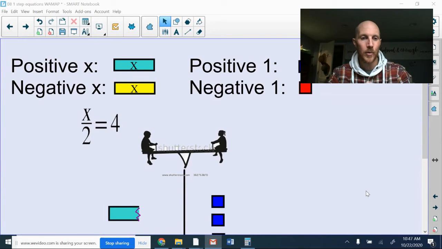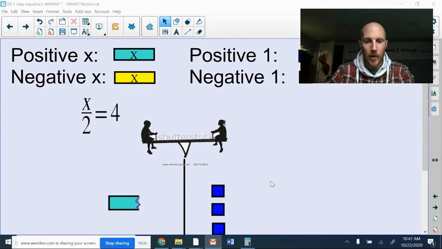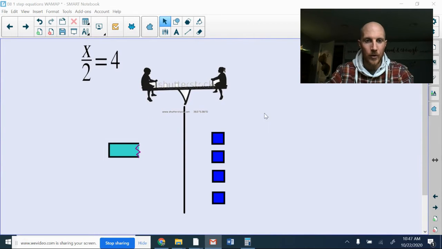Yeah, second example, we've got x divided by 2 equals 4. So I've already got my illustration set up. I've got my teeter-totter. I took half of an x, I ripped it in half. So there's half of an x, and that is equal to 4. Well, I don't want to know what half of x is. What I'm trying to find out is what x equals.